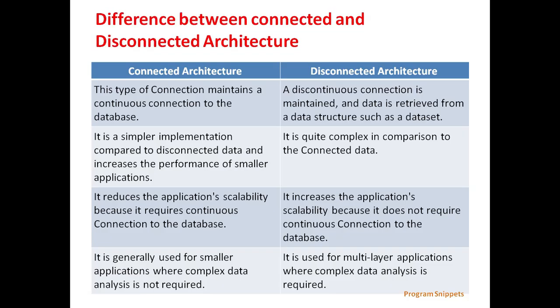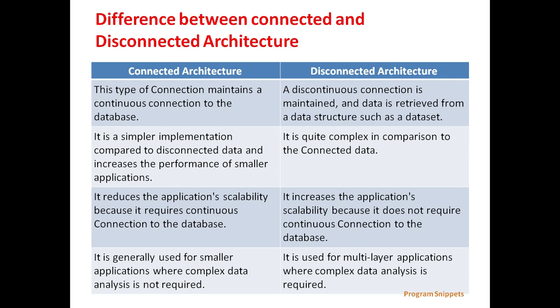Differences between connected and disconnected architectures are: with connected architecture, the application maintains a continuous connection to the database. With disconnected architecture, the connection is not maintained and the data is retrieved from a data structure such as a dataset. Connected architecture is a simpler implementation compared to disconnected and increases the performance of smaller applications. Disconnected architecture is quite complex in comparison to connected.